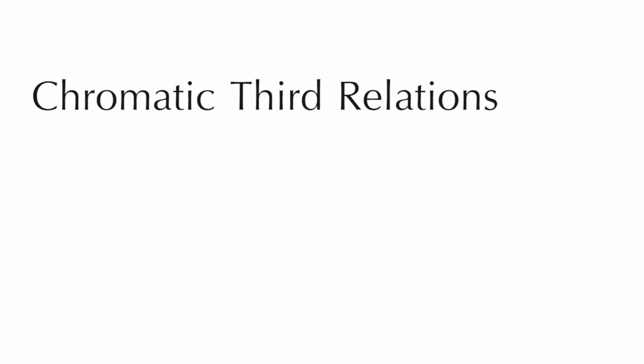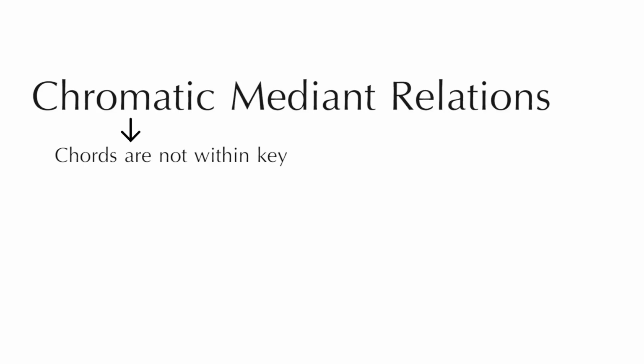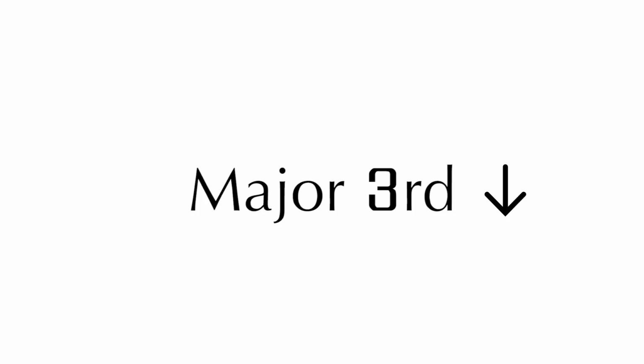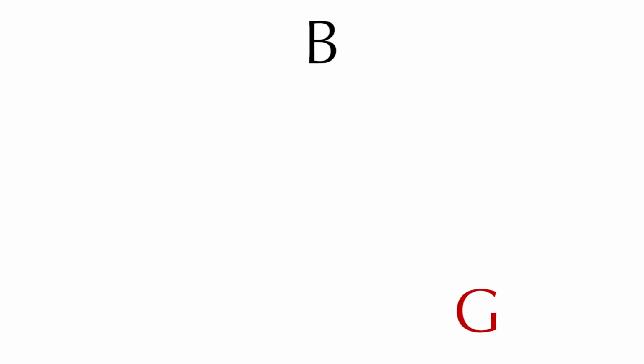Let's do a quick summary of what Coltrane changes actually are. Giant Steps is based on something called chromatic third relations or chromatic mediant relations. Chromatic because the chords are not within the key, and mediant relations means that the chords are a third apart. In this case, they modulate a major third downwards. So we go from B to G to E flat, and then eventually we go back to B.